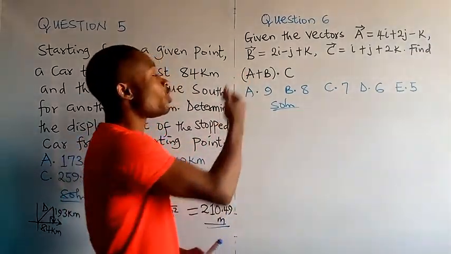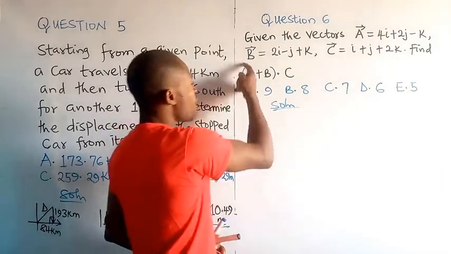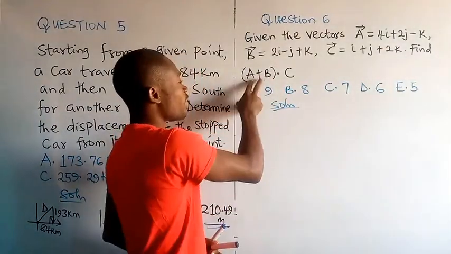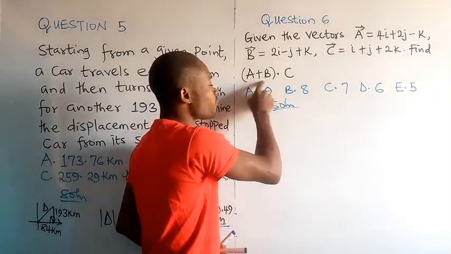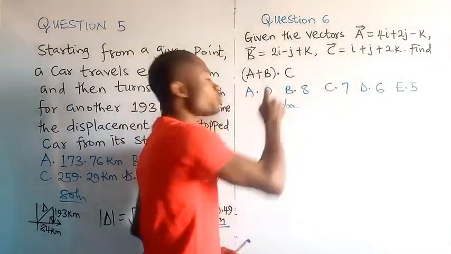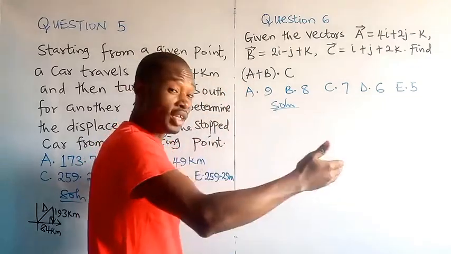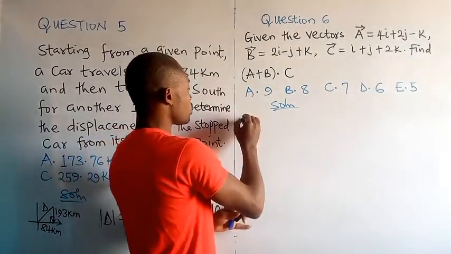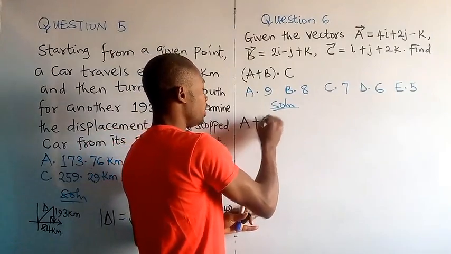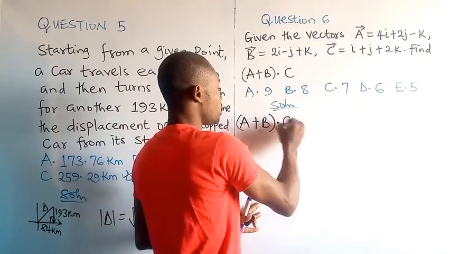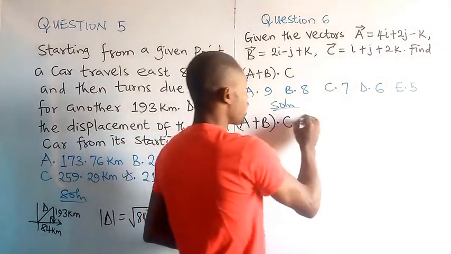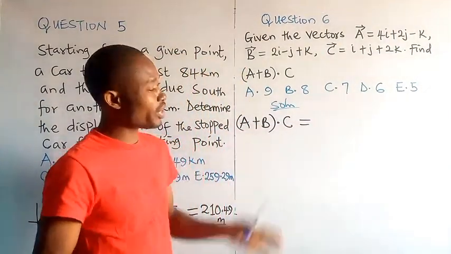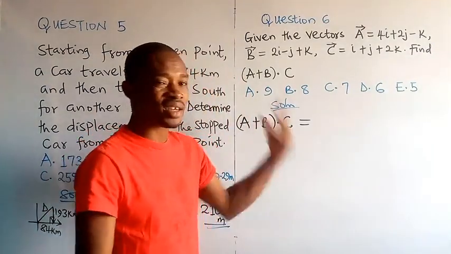So we are going to follow this in order of arithmetic. We have brackets here, so we have to evaluate the bracket first. Anything we obtain from here, we'll now do a dot product of that vector with vector C. That's just what we are expected to do here. So solving for A plus B and then dot C. Let me bring out the vectors, even though it's not necessary. If it is an example, just attack straight.